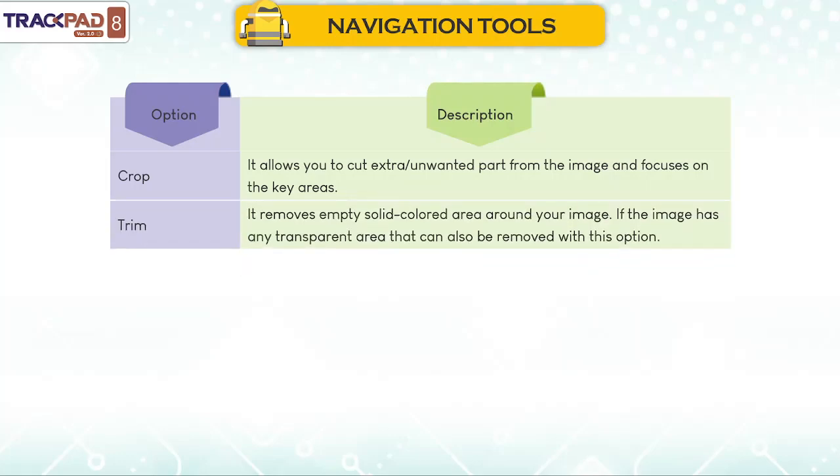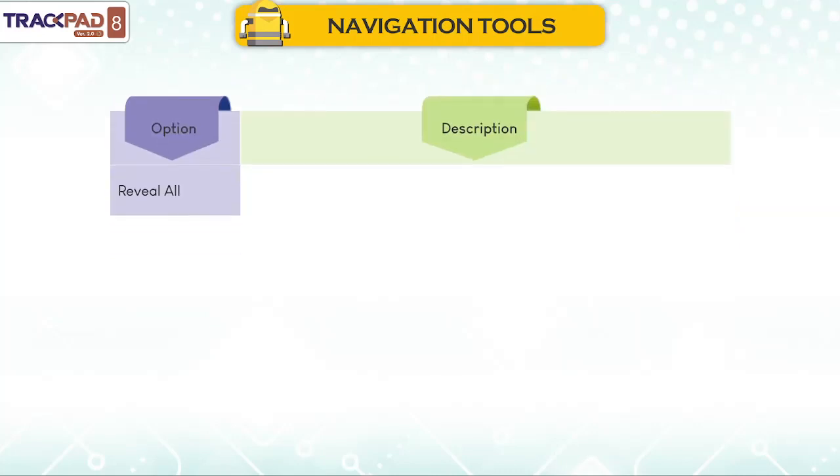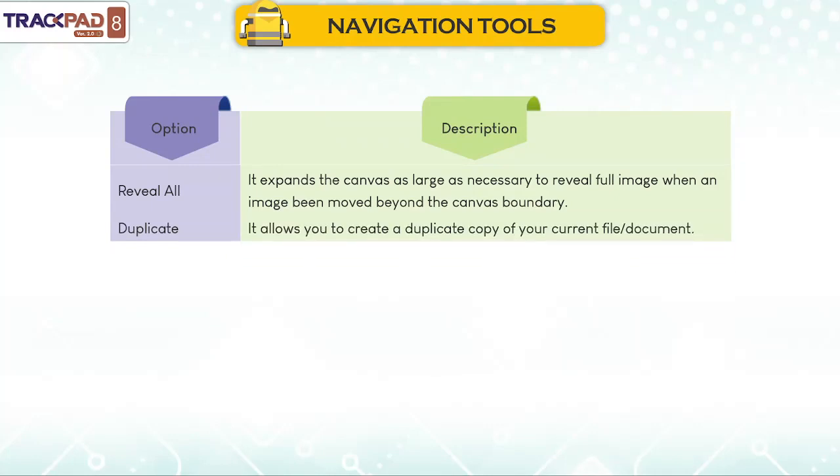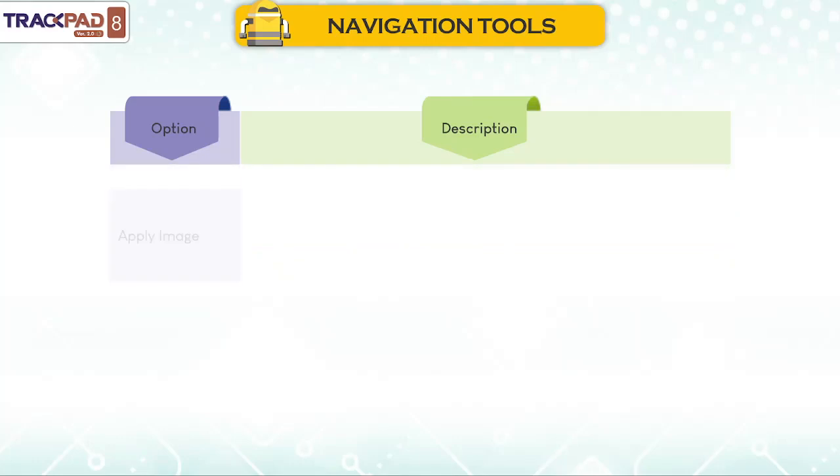Trim. It removes the empty solid colored area around your image. If the image has any transparent area, that can also be removed with this option. Reveal All. It expands the canvas as large as necessary to reveal the full image when an image is moved beyond the canvas boundary. Duplicate. It allows you to create a duplicate copy of your current file or document.